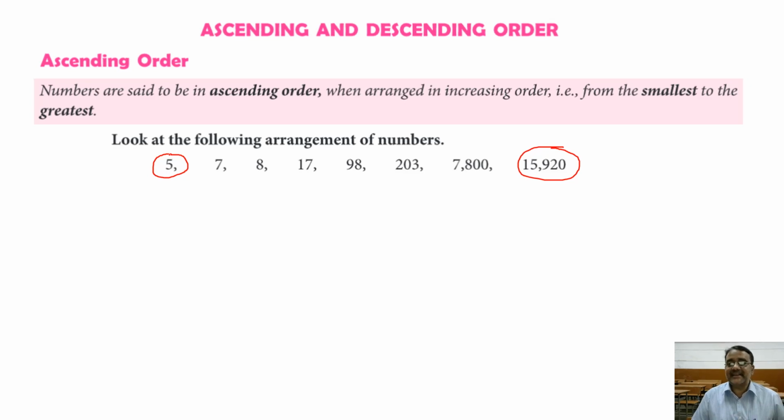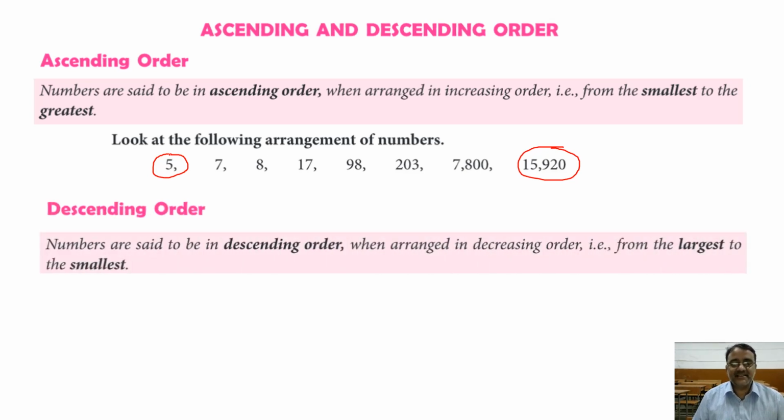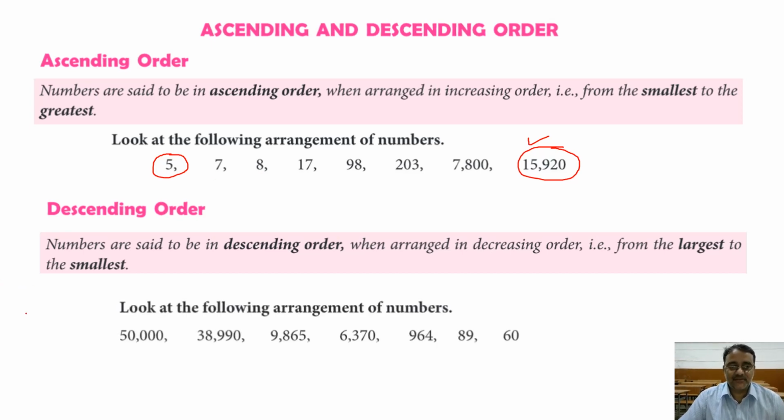Right? Next, descending. Descending means decreasing order, from the greatest to the smallest. Reverse. Reverse of ascending is descending order. If we have to write the same numbers, we write first 15,920, then 7,800, then 203, then 98, then 17, 8, 7, 5. We have to write in reverse order. Okay. So now look at these numbers. 50,000 is the greatest one, and the smallest is 60. So this is in decreasing order only.